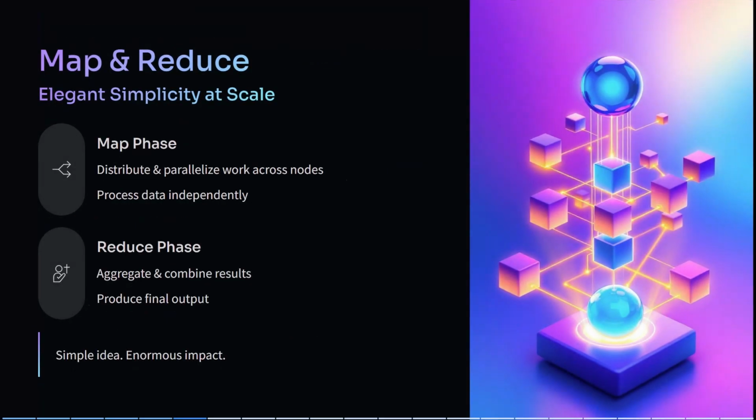MapReduce works in two simple steps. First is the map phase. This splits the work into smaller pieces and distributes them across many machines. Each machine processes its own piece of data independently. Then comes the reduce phase. This takes all the results from the map phase and combines them to produce the final output. So it's a simple idea, but with a huge impact.